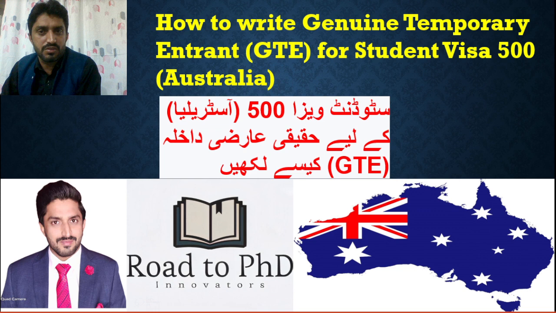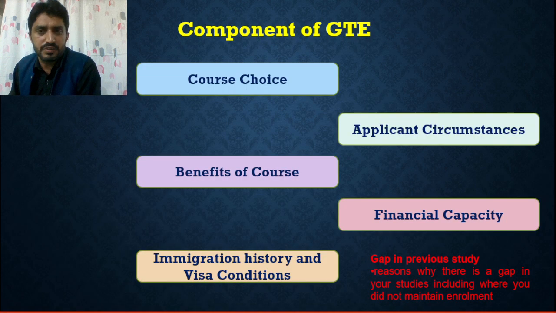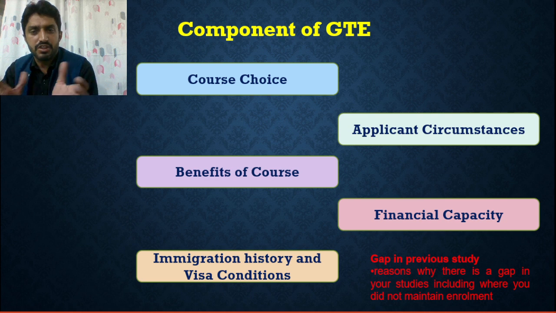Let's start the video. There are mainly five components of the genuine temporary entrant document. One of them is course choice, second is applicant circumstances, third is benefit of course, number four is financial capacity, number five is immigration history and visa condition. You can also discuss gaps in previous study, the reason why there is a gap in your studies, including where you did not maintain enrollment.